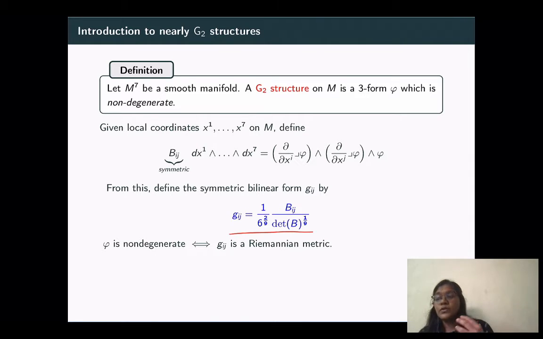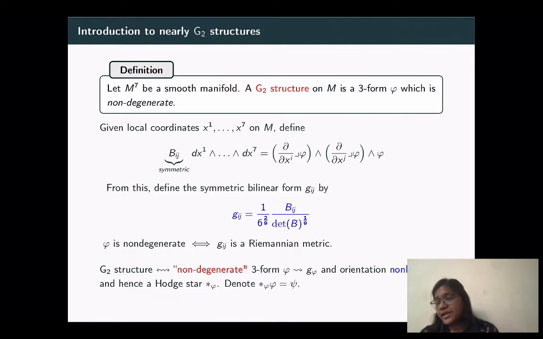And this is how, so from here you can see, and we say that phi is a G2 structure if phi can define a Riemannian metric in a similar way. And if phi does this, we say that it's a G2 structure. So in summary, if we have a G2 structure, that means we have a non-degenerate 3-form phi, and that non-degenerate 3-form phi will not only define a metric g_phi as we just did above, but it will also define an orientation.